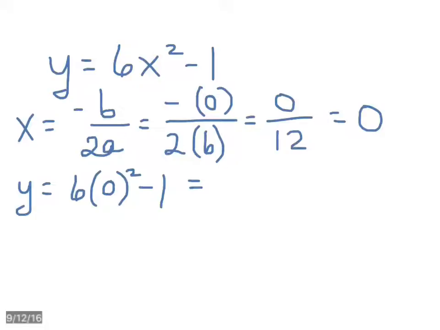What's 0 squared? 0. Times 6, 0. Minus 1, -1. Now, to answer the question, what's the minimum or maximum value of this function? The minimum is -1. Again, how did I know if it was a minimum or maximum? I looked at the a. If a is positive, it's going to be a minimum. If a would have been negative, it would have been a maximum. That's the difference. And then the -1 was the y coordinate that we got out.